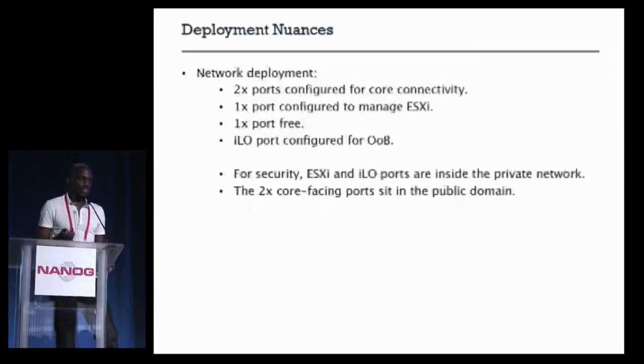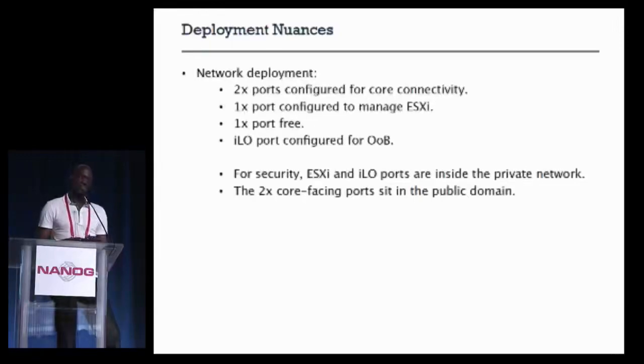So that tends to go well. On the network side, like I said, there's a 4-port Intel NIC inside the server. 2 of those ports are obviously used facing the core, that's in the public domain. The other port is used internally to manage the ESXi itself, and there's 1 port free.